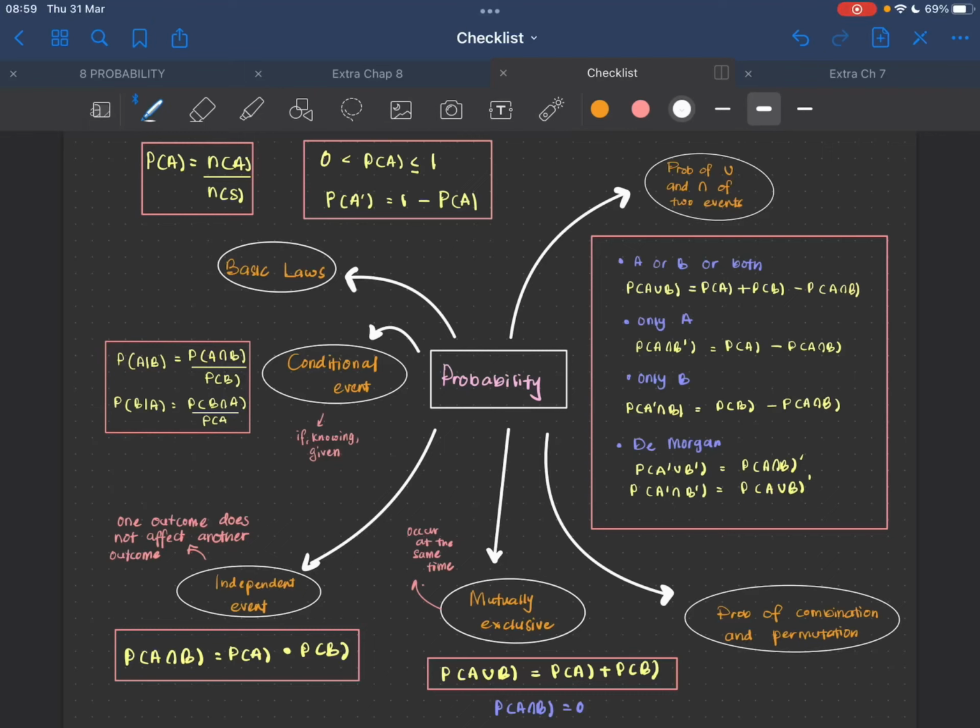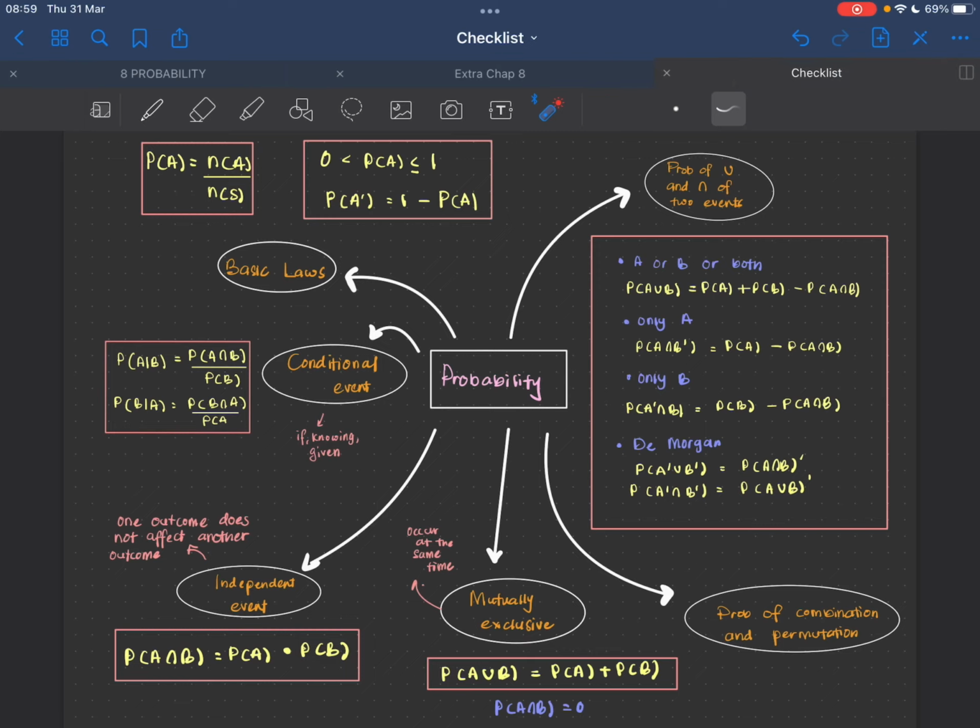So for this video, we are going to start chapter 8, probability. For this chapter, as you can see, we have 6 main subtopics. You are going to learn about basic laws, and we are going to learn how to find the probability of union and intersection of two events. There are a few formulas here. Then we are going to see how to find the probability of combination and permutation, as what we have already learned in chapter 7. And we are going to see mutually exclusive event, independent event, and also conditional event. Okay, so let's get started.